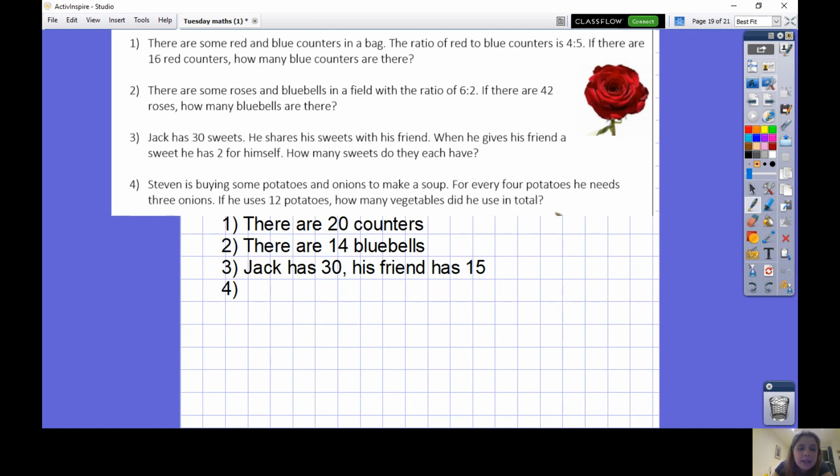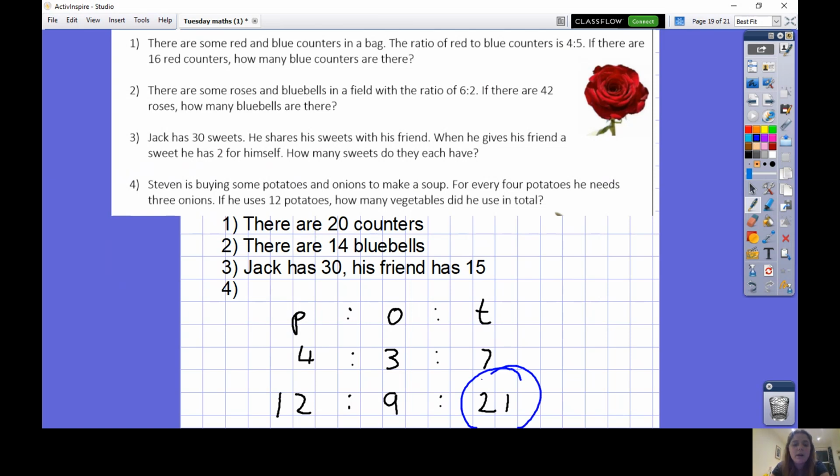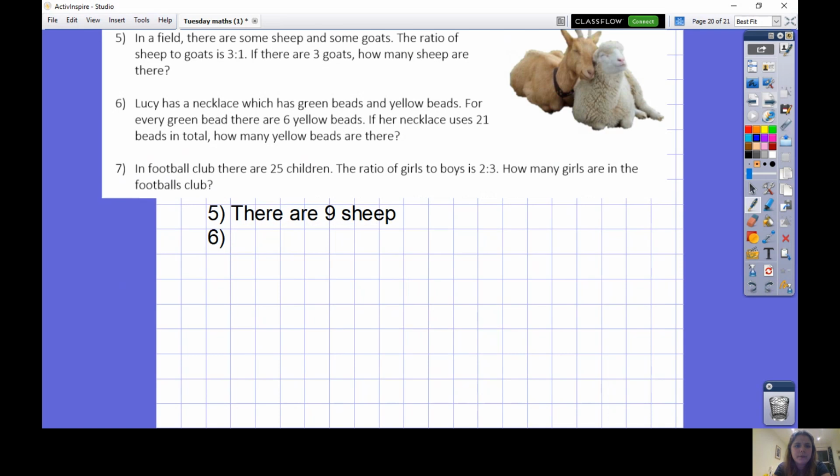Looking at question 4 now, Stephen's buying some potatoes, so you should have had potatoes and onions and your total here. There's 4 potatoes and he uses 3 onions. In total, that's 7 vegetables. If he uses 12 potatoes, I'm timesing everything by 3, so that would be 9 and that would be 21. How many vegetables did he use in total? The actual answer is 21. He used 21 vegetables in total.